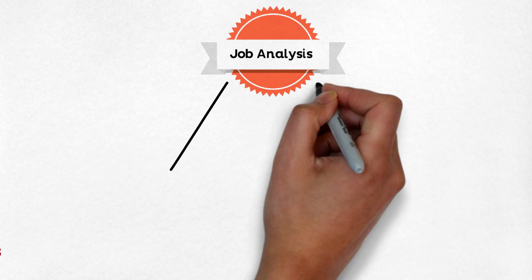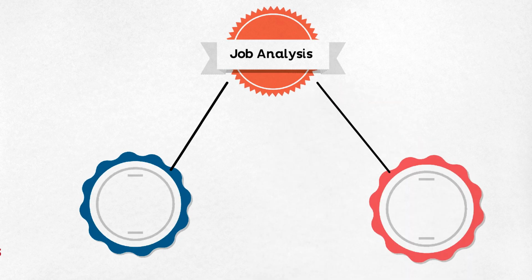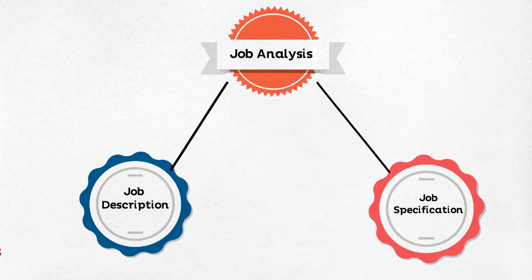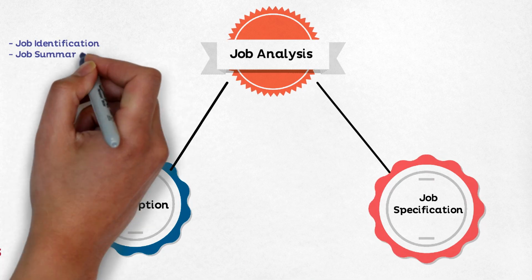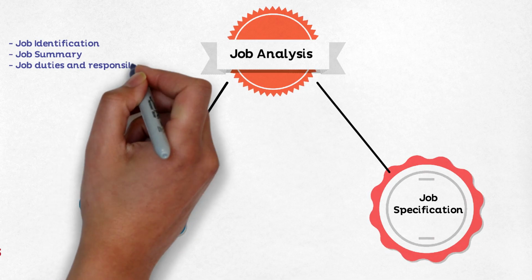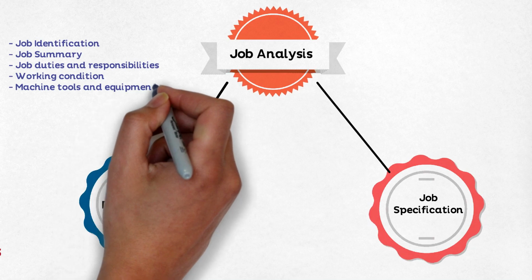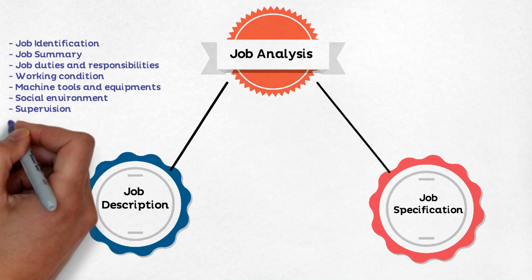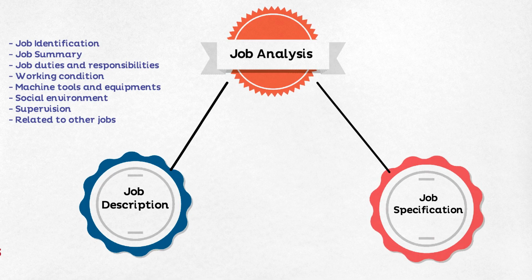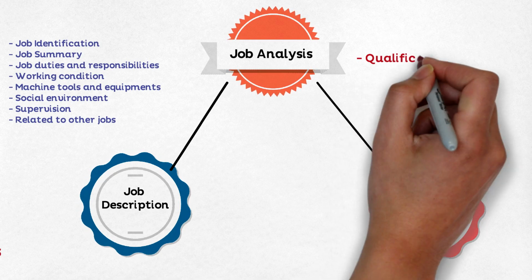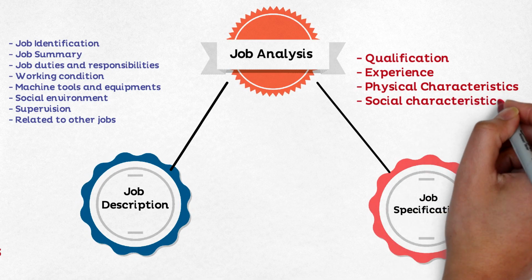Job analysis can be broken down into job description and job specifications. Let's roll back to the pizza store example again. The job description can be prepared by conducting job identification, job summary, job duties and responsibilities, work conditions, machine, tools and equipment, social environments, and supervision related to the other jobs. The job specification can be prepared by compiling information about qualifications, experience, physical characteristics, and social characteristics.